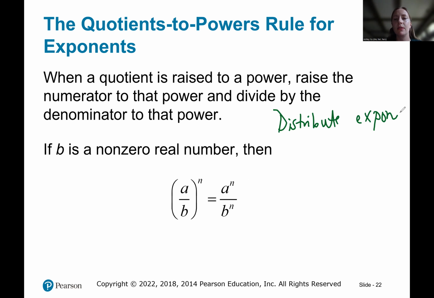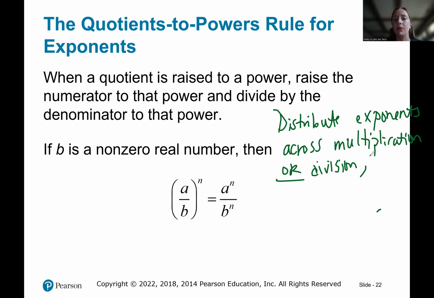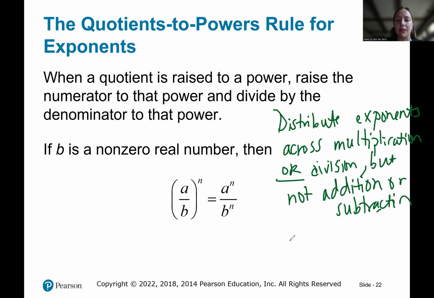You can distribute exponents across multiplication, as we figured out on the previous page, but now we know also division, but not addition or subtraction. So like we mentioned, x plus y to the fifth is not x to the fifth plus y to the fifth.